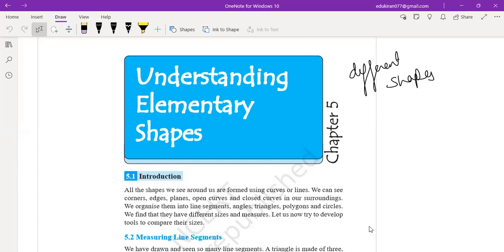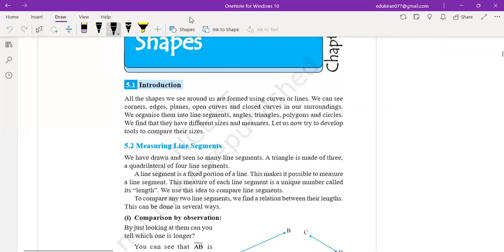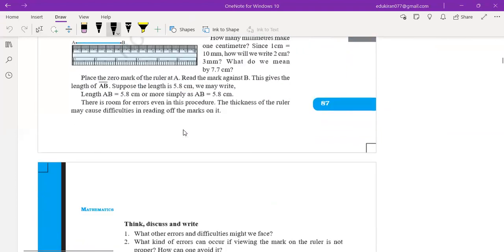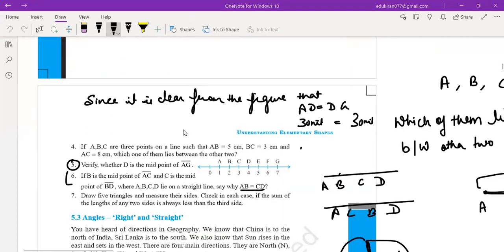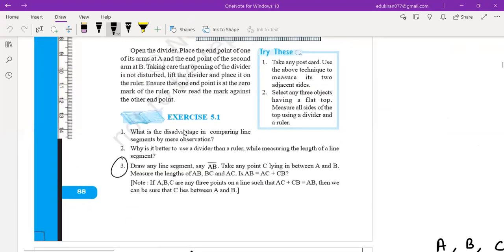So in this chapter, understanding elementary shapes, that means you have to understand about different types of shape, how they work and everything. Right? You will do the measurement and everything. Fine? Yes, ma'am. Let's start. First, we are going to do the first exercise, which is only a part of this.